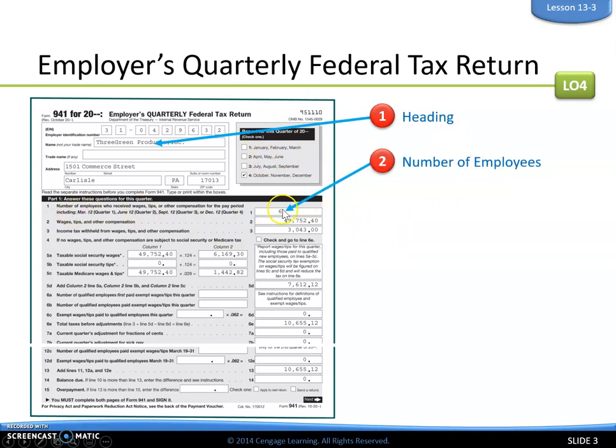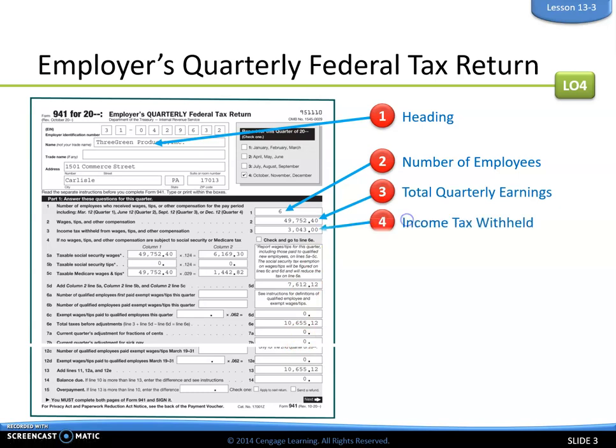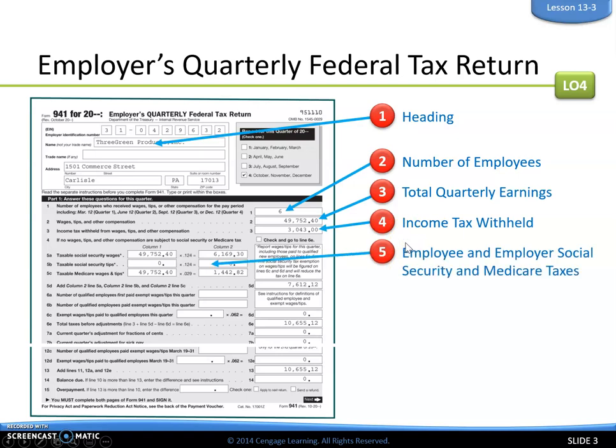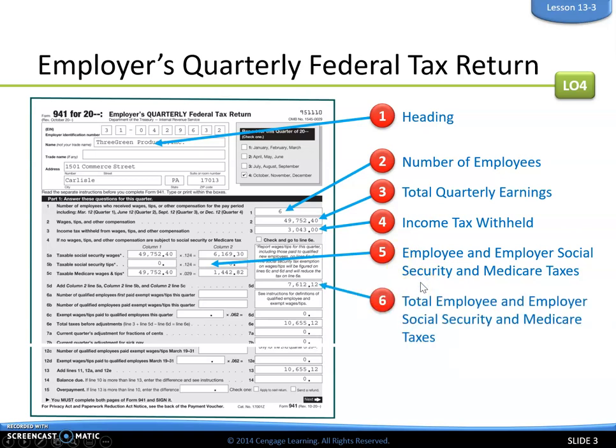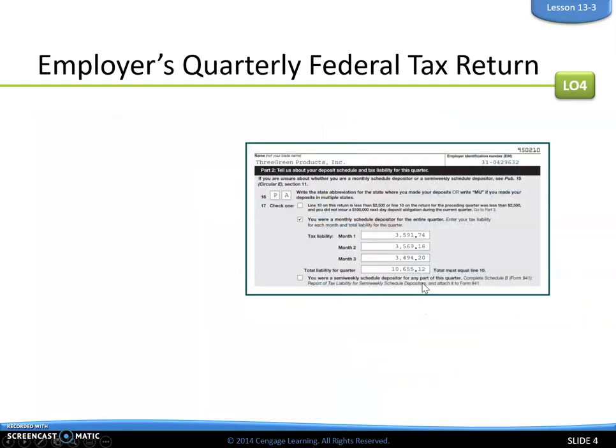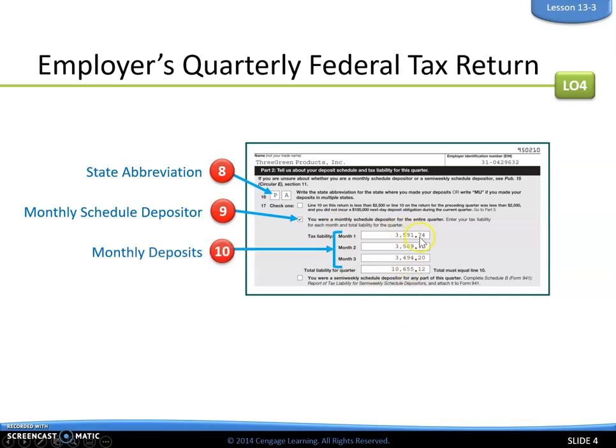This then tells us, it actually just goes line by line, and I would say that these directions or these labels on the left are pretty straightforward with the information on the right. So number of employees, the total quarterly earnings for those employees, how much income tax we withheld, the employee and employer social security and Medicare taxes, total employee and employer social security and Medicare taxes, total taxes. This information then is giving the monthly schedule deposited. That's what we're going to be looking at, a monthly schedule depositor. And then we're going to list the monthly deposits and then the total deposits.